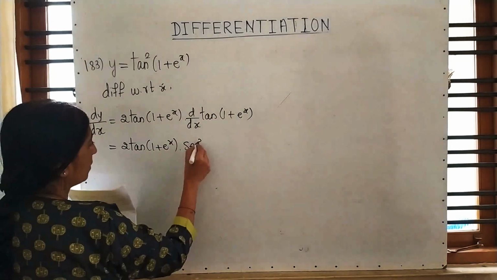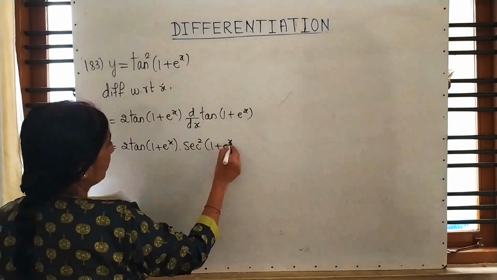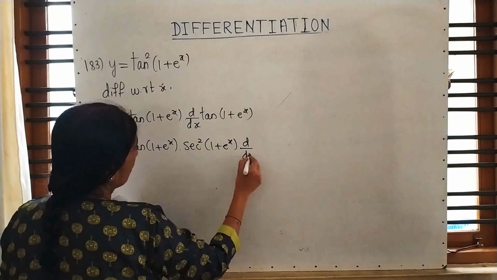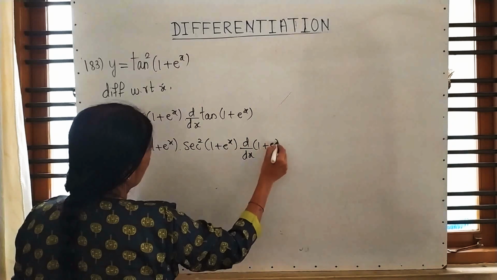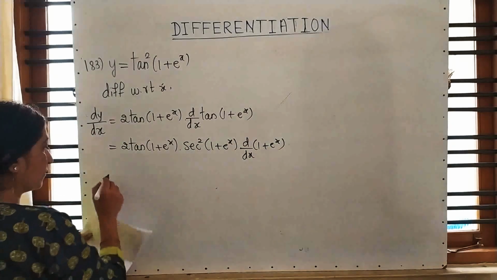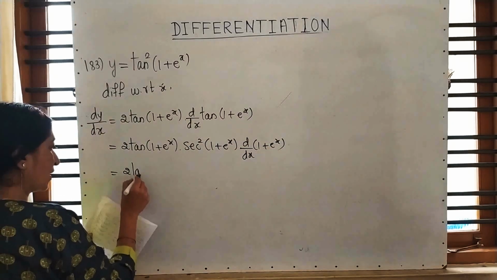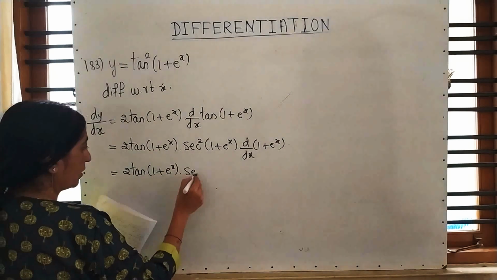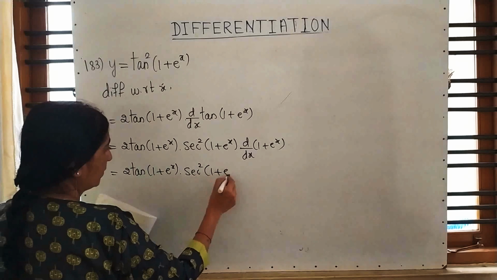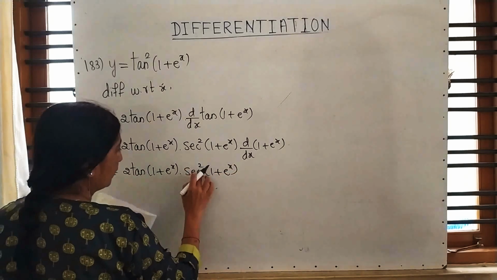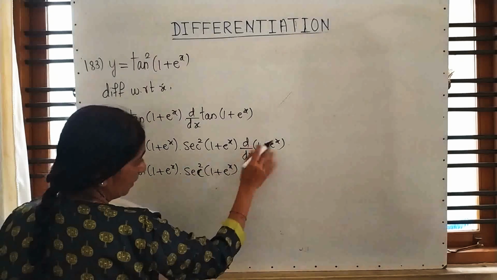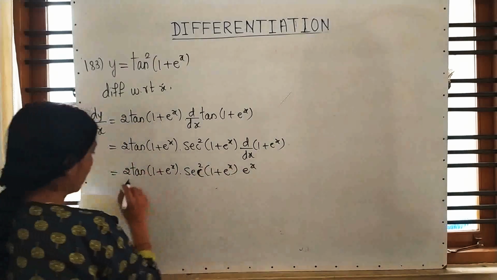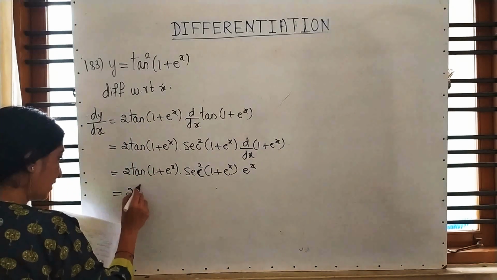2 tan of 1 plus e raised to x. Differentiation of tan is secant square of 1 plus e raised to x, into differentiation of 1 plus e raised to x. It is 2 tan(1 plus e raised to x) secant square(1 plus e raised to x). Differentiation of 1 is 0, e raised to x is e raised to x. This you can write like this.